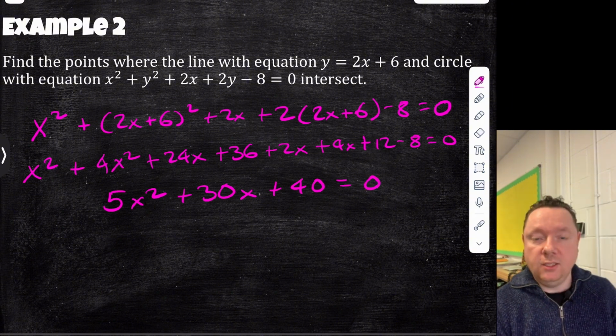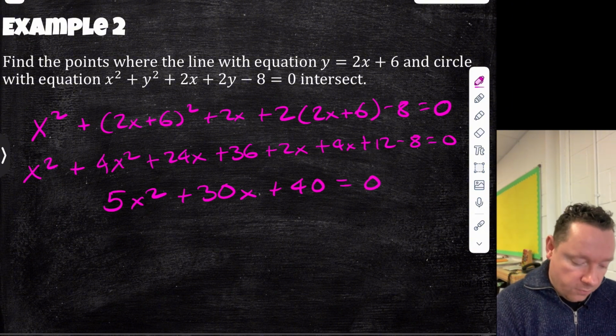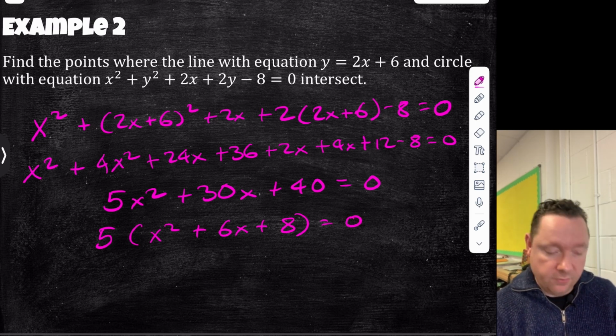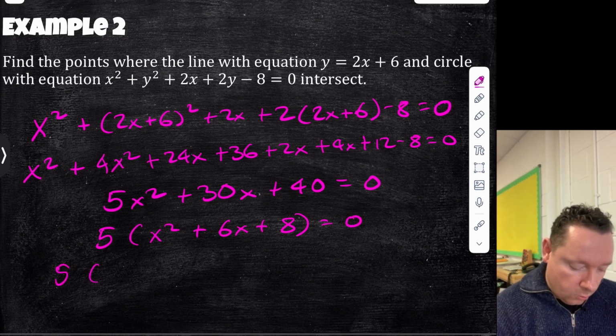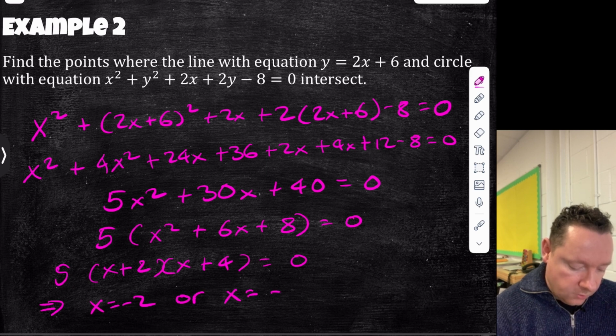So we've got a quadratic to solve. 5 is a common factor, so I'll take that out. So we get x squared plus 6x plus 8. And then hopefully we can just use double brackets at this point. If not, quadratic formula. We get x and x, we get 4 and 2, and we get plus and plus. So that means x equals minus 2 or x equals minus 4.